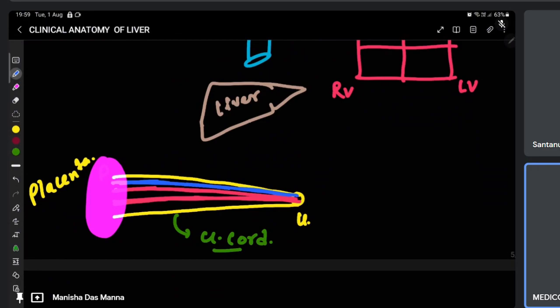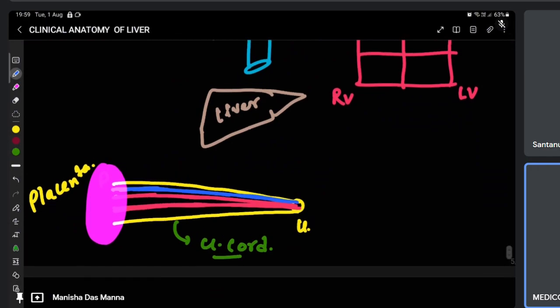So oxygenated blood from the placenta comes through this umbilical vein, and deoxygenated blood from the fetus is drained to the placenta by the umbilical arteries. So there is one umbilical vein, and these two are umbilical arteries. Anyways, now what happens?